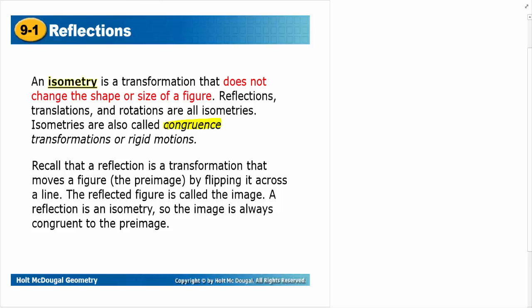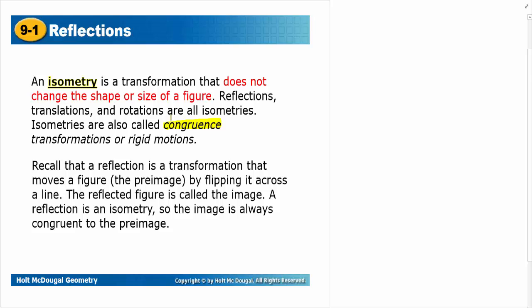We already kind of brought that up a minute ago. Or rigid motions, because they're not really changing the size or the shape of the figure. Now you can rotate it or flip it or slide it, but you're not changing its actual size or shape. So again, I'm just reading through here so we can follow along as I go.